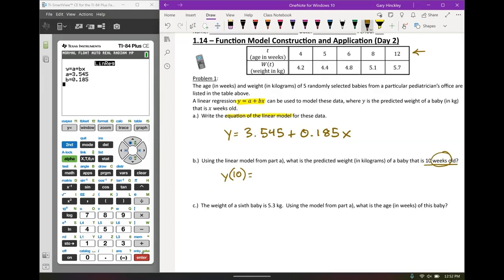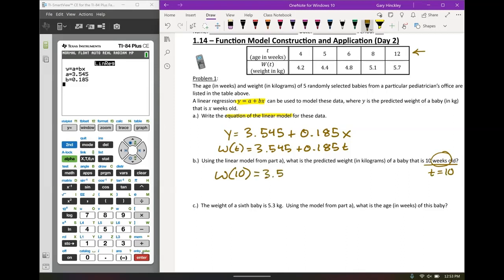So technically, this is what we would write, but we can actually write this as W of t equals 3.545 plus 0.185t. Using the variables that we are given probably would be more accurate. So instead of y of 10, I would actually want to do w of 10, because I'm plugging in an age value. It is 10 weeks. T equals that.